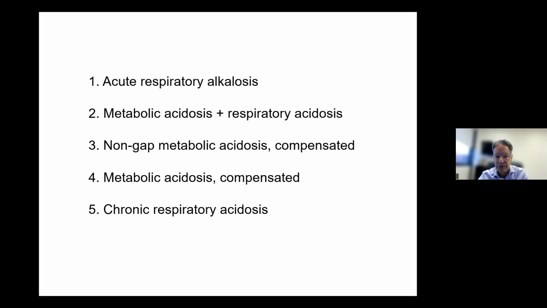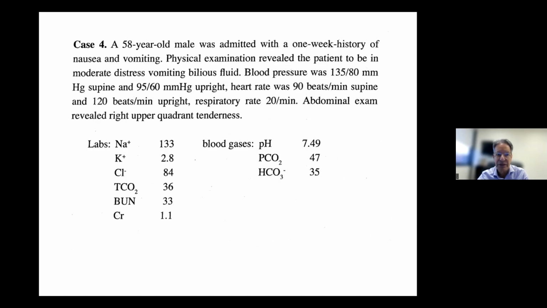Okay, here's the next case. It's a 53-year-old male admitted with a history of nausea and vomiting. With some right upper quadrant tenderness, hypotensive, and tachycardic. So again, we're not talking about the clinical cause of these things, just what the chemistry is. So let me know when you have those numbers down, and then we'll go to the choices.